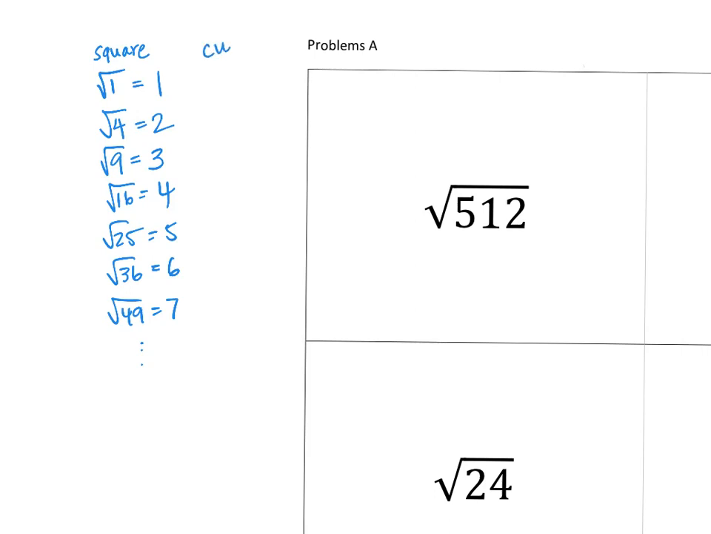And so we want to be familiar with how to simplify those, but those are perfect squares. We also have the perfect cubes, which are written with that little index of 3. And we could say like cube root of 1 is 1, the cube root of 8 is 2, cube root of 27 is 3, and we can keep going.